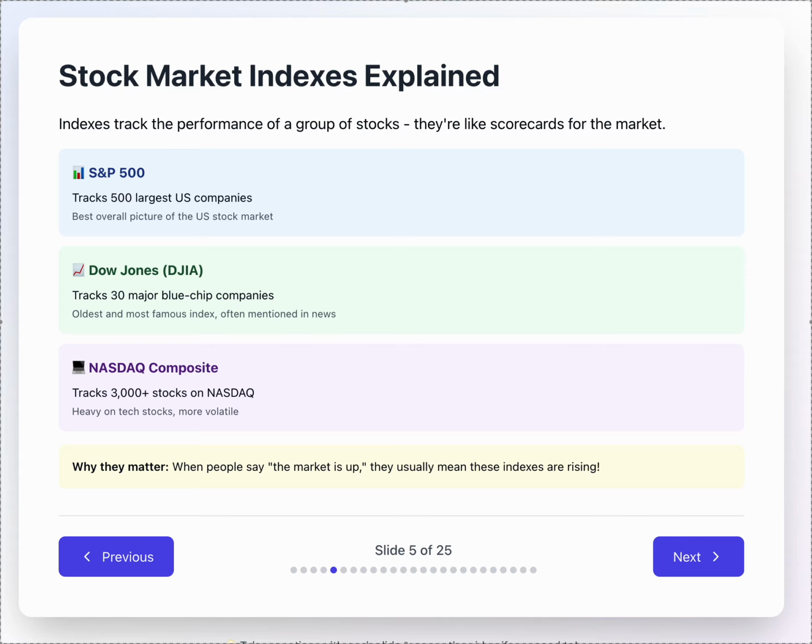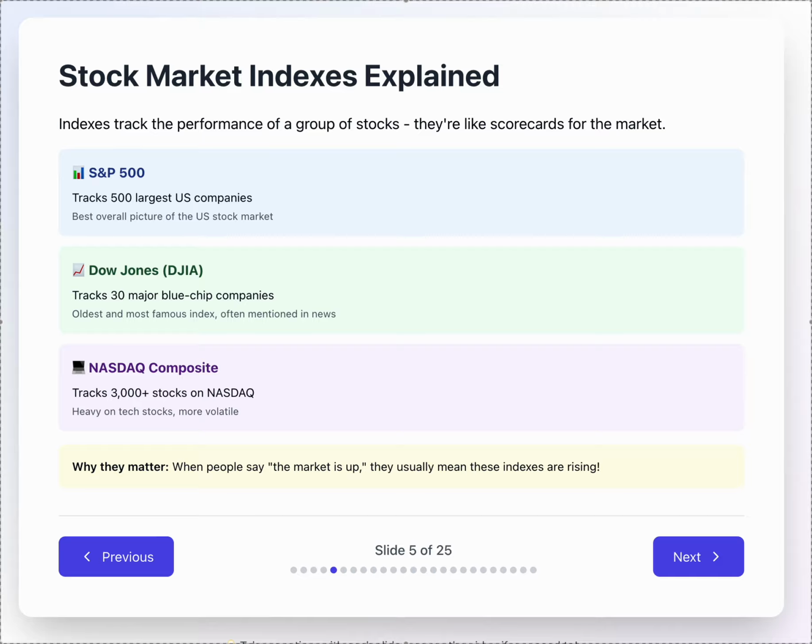Now, you've probably heard people say things like the market is up today or the market crashed. But what does that actually mean? The market is thousands of different stocks. So how can it be up or down? This is where indexes come in. Indexes are basically scorecards that track groups of stocks to give us a picture of how the overall market is doing.